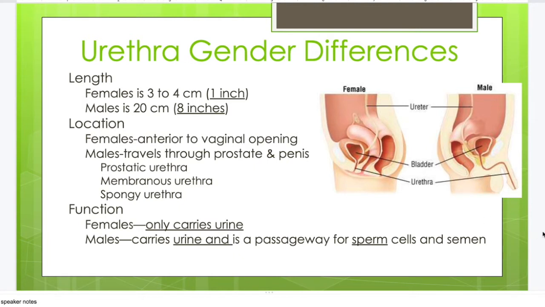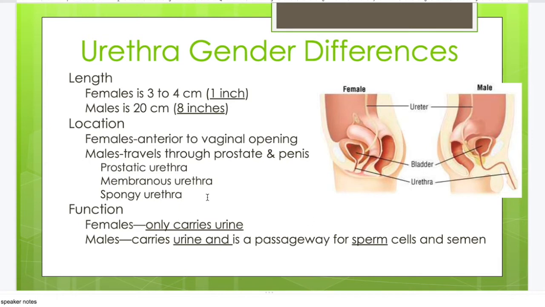The location for females is anterior or in front of the vaginal opening. So for a female, the vaginal opening would be right here, and it would be in front of that. For males, the urethra will travel through the prostate gland, because the prostate gland would be right around here at the base of the bladder surrounding the urethra. And then it travels through the penis to have the urine leave the body.